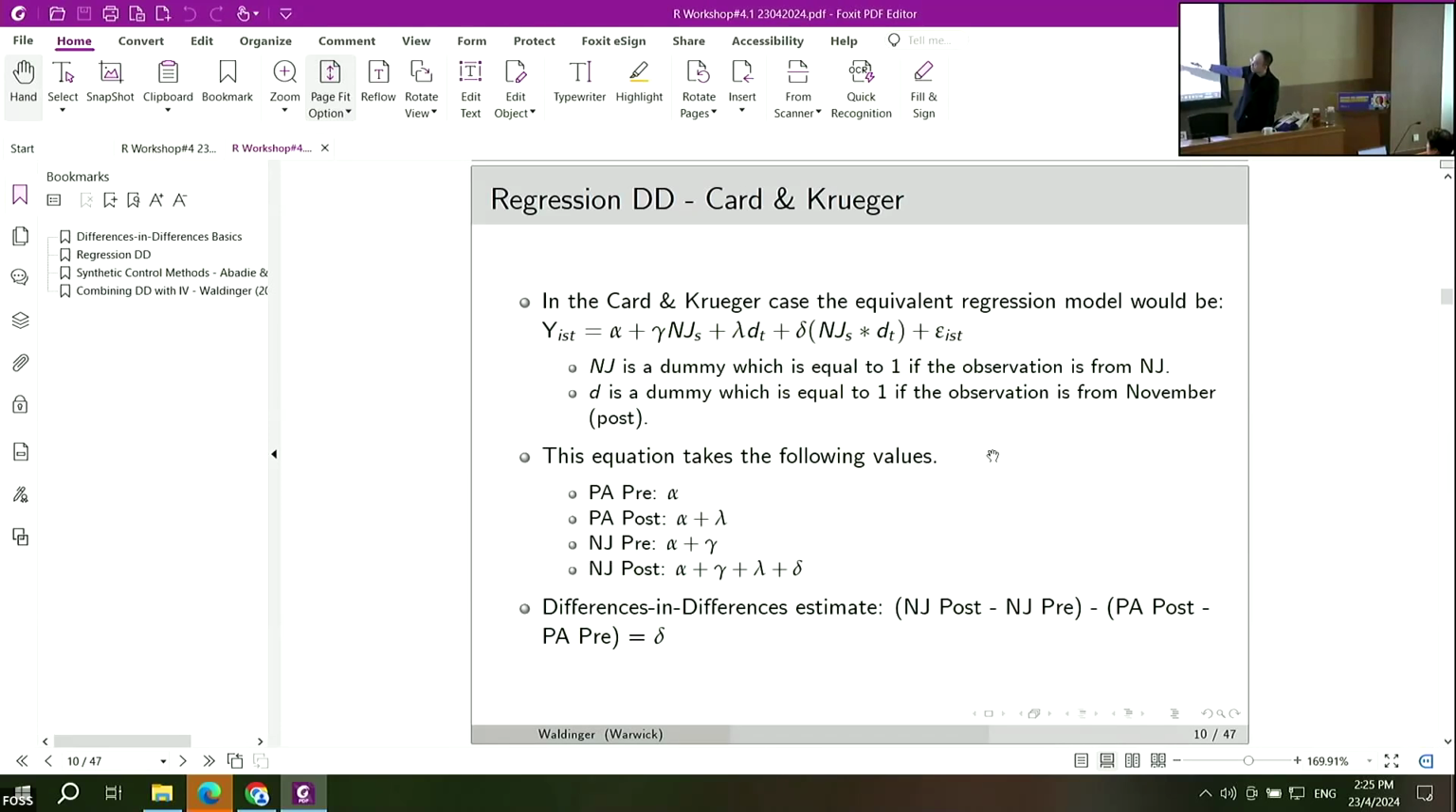Now, if you are looking at Pennsylvania post-treatment, the other thing that changes to 1 is what we call the treatment, which is D, and that gives us alpha plus lambda. Okay, alpha plus lambda. And then New Jersey is the same thing. You would do the same plug-in calculation. New Jersey is going to be 1, but treatment is going to be 0 because this is before treatment. So you would have alpha plus rho, and then you would have New Jersey post, so you would have 4 coefficients.